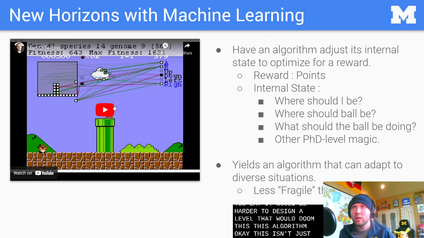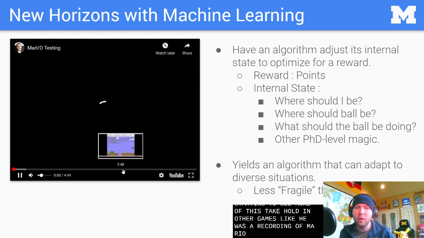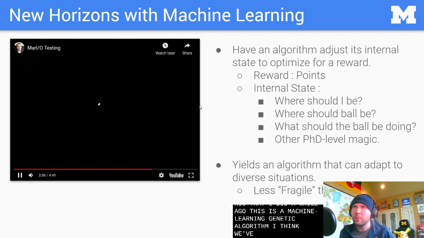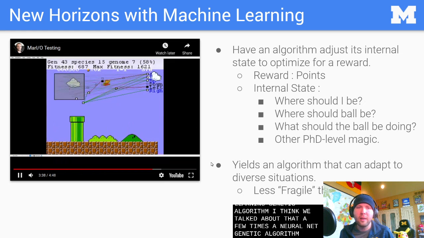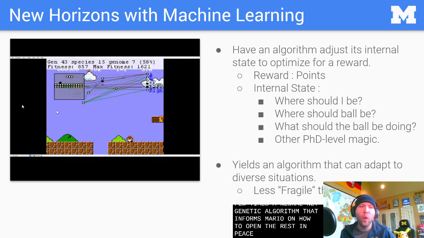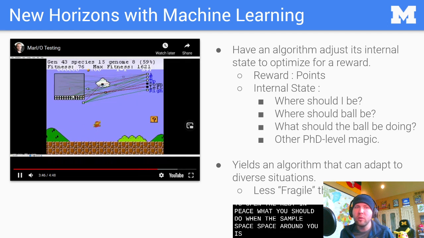This isn't just about Pong, though. You're starting to see more of this take hold in other games. Here's a recording of Mario that I did a while ago. This is a machine learning genetic algorithm. I think we've talked about that a few times. A neural net genetic algorithm that informs Mario on what you should do when the sampled state space around you is a certain way.